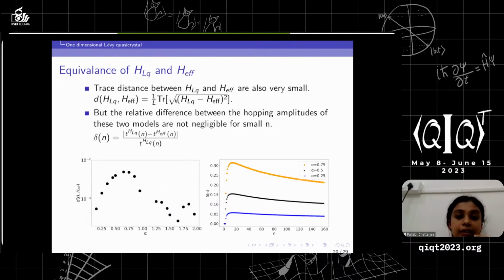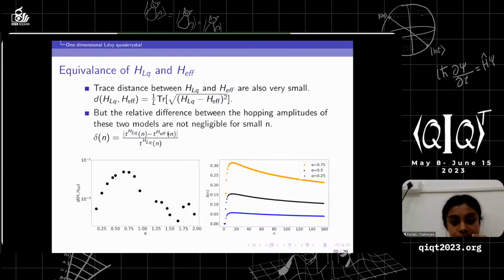Here we calculated how far or how close our two Hamiltonians are. For that, we calculated the trace distance between these two Hamiltonians, which represents the difference between the matrix elements of these two matrices, and which is given by this equation. If we plot this trace distance with respect to alpha, one can see it is of the order of 10 to the power minus 2 to 10 to the power minus 3. That is very small. So from this trace distance, one can infer that these two models are almost the same.